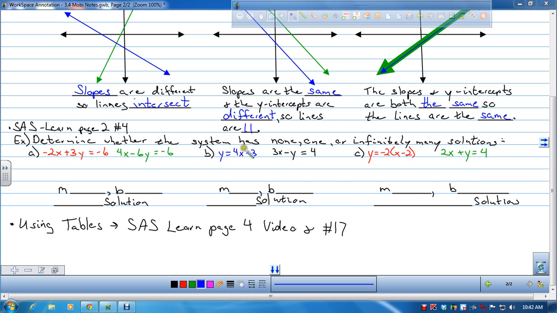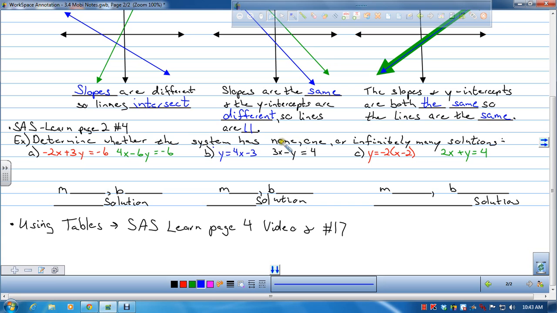We're going to determine whether the system has none, one, or infinitely many solutions, not by looking at the graph, but by looking at the equations. There are two things that are going to tell you whether they're going to have none, one, or infinitely many, and that is their slope and their y-intercept. And we compared all those up here in our notes. So now we're going to actually do it algebraically.